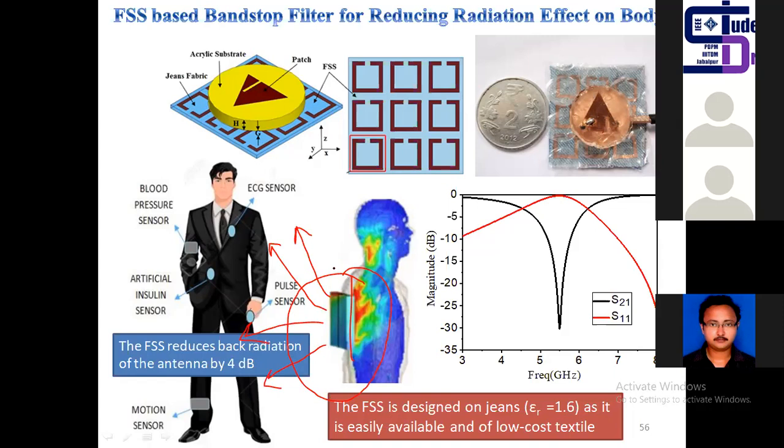So that is how you can save yourself, as well as the application purpose will be solved. Here the FSS is reducing the antenna back radiation by around 4 dB. And we are using jeans as the substrate, because all of you wear jeans. So jeans material is very much user friendly, and it's flexible also. The comfort is also good. So we can use jeans material. Its dielectric constant was measured. It is 1.6 for this particular jeans material.